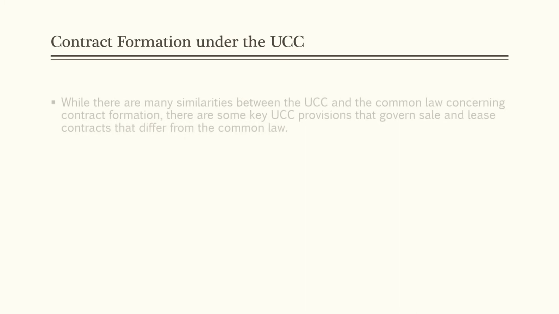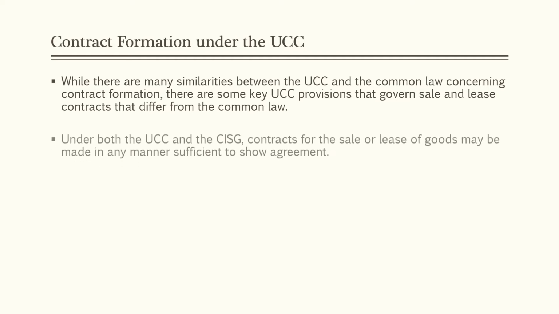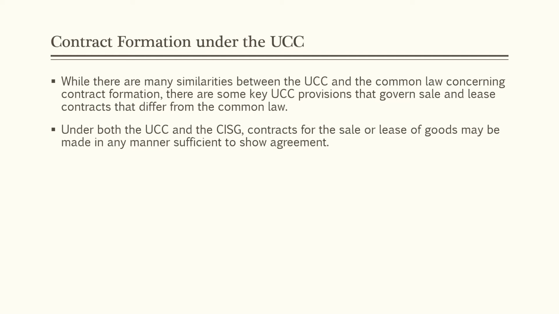Next, we'll discuss contract formation under the UCC. While there are many similarities between the UCC and the common law concerning contract formation, there are some key UCC provisions that govern sale and lease contracts that differ from the common law. Under both the UCC and the CISG, contracts for the sale or lease of goods may be made in any manner sufficient to show agreement. It's much easier to show the formation of a contract under the UCC and the CISG than the common law.